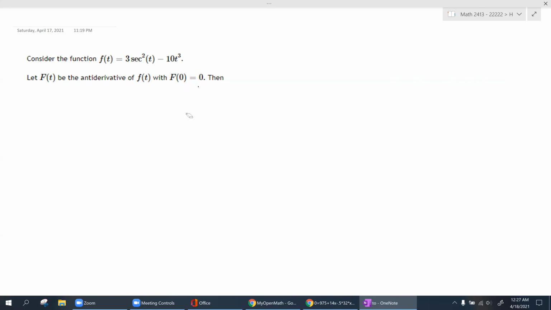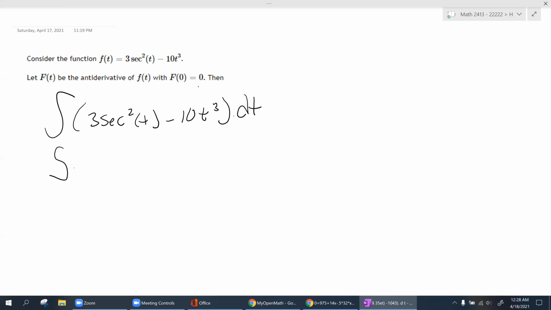So in other words, I'm going to go ahead and integrate this function: 3 secant squared of t minus 10t cubed, integrating with respect to the variable t. So let's see what we can do. I'm going to apply the integral to each one of those. I can do the integral of 3 secant squared of t dt plus the integral of negative 10t cubed dt.